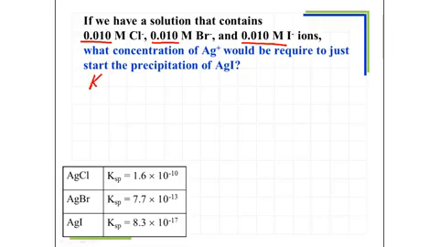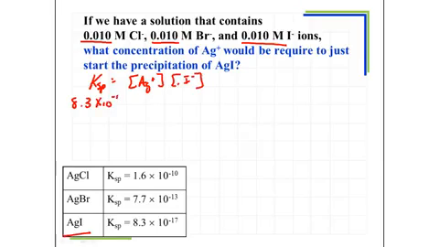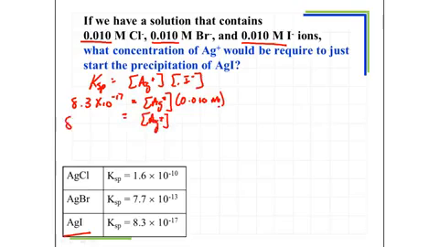So I'm going to use my Ksp value expression for the silver iodide. It's the silver concentration times the I minus concentration. I'm going to put in the Ksp for silver iodide, it's 8.3 times 10 to the minus 17. I am going to put in the iodide concentration that I have here, 0.010 molar. And that would give me a silver ion concentration equal to 8.3 times 10 to the minus 15.